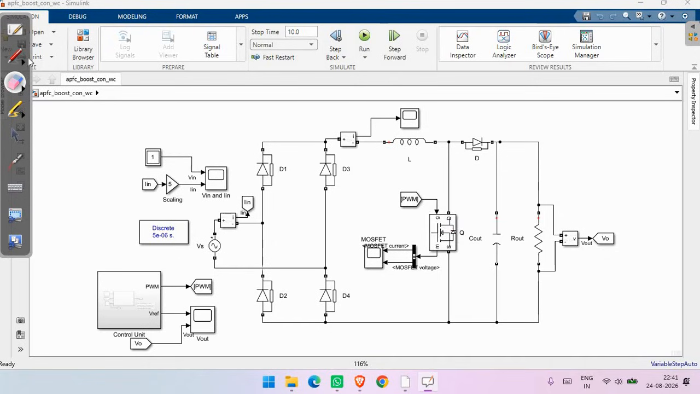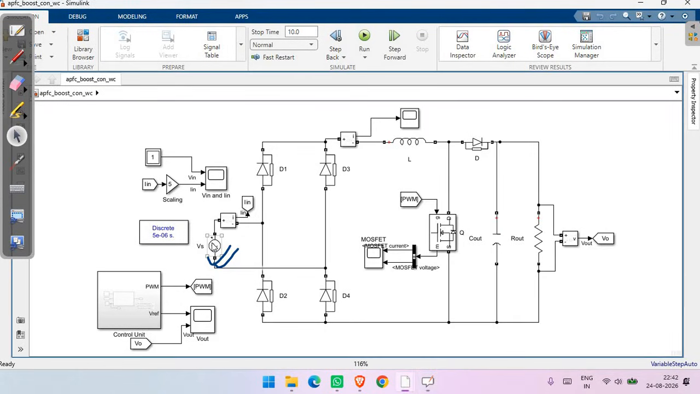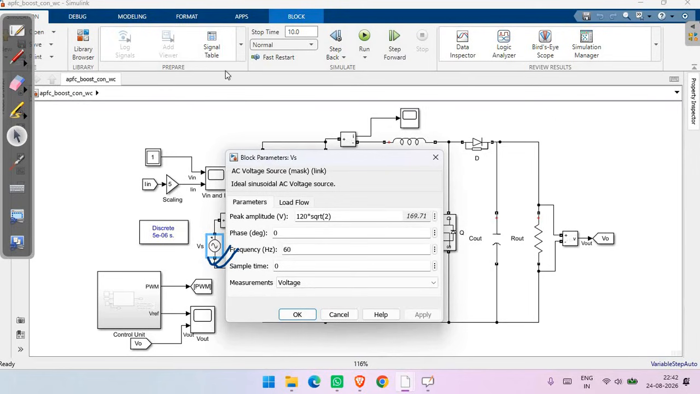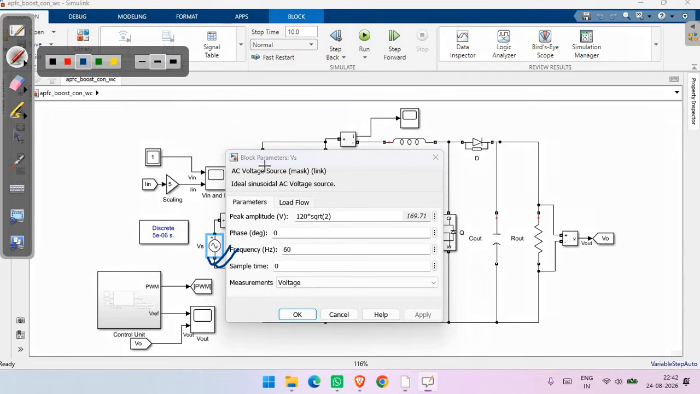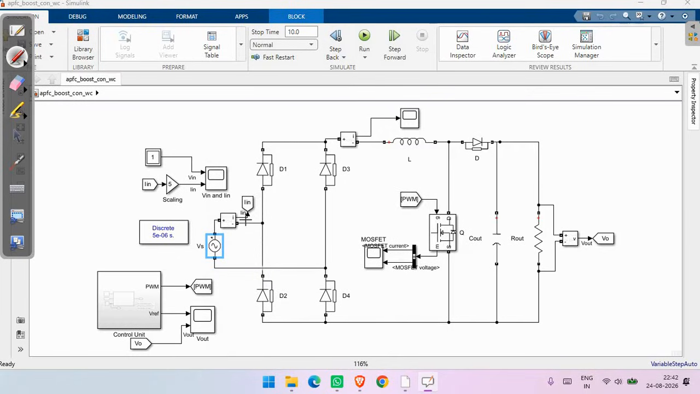Here Vs represents the single phase AC supply. This is the input source of our complete PFC boost converter. Its frequency is 60 Hz and amplitude is this. Here we measure the input current I in. This current is important because the main objective of an active PFC converter is to make the input current nearly sinusoidal and in phase with the input voltage.